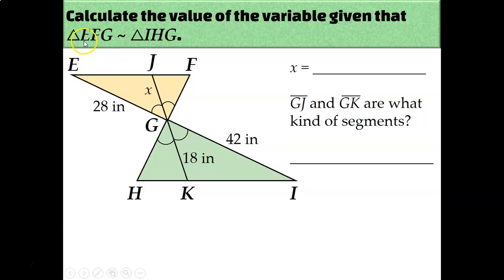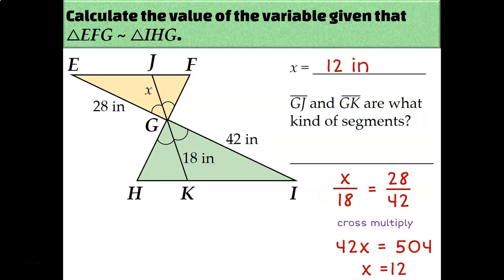G and E are the last and the first letters, and G and I are the last and the first letters. So these two sides correspond. So I have corresponding parts of similar triangles, which means I can set up a proportion to solve for the missing length. So I will write x over 18, that's the yellow triangle's angle bisector, over the green triangle's angle bisector, is equal to 28 over 42. That's the yellow triangle's side length over the green triangle's side length. Cross multiply and solve. X must be 12 inches, and those were angle bisectors.